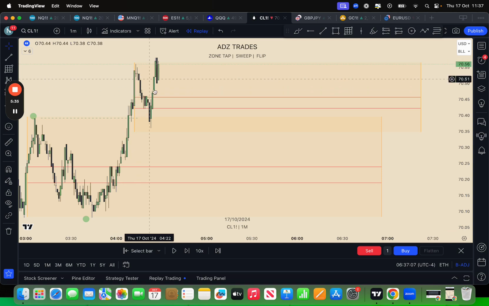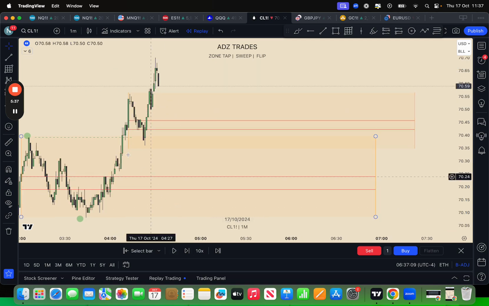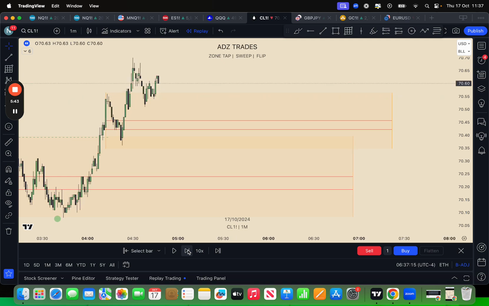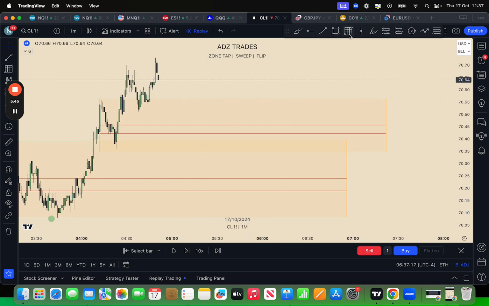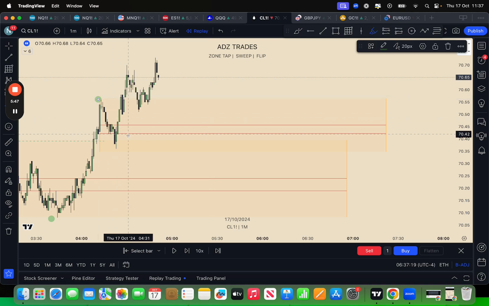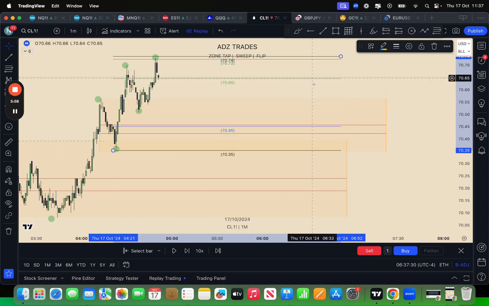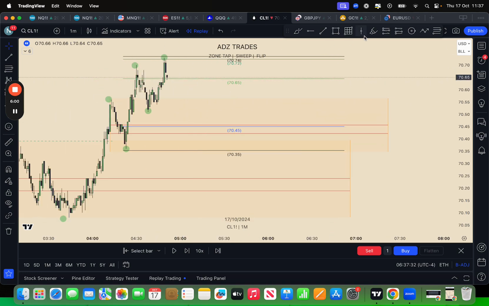So now we have another possible zone here. Okay, 1, 2, 3, 4, 5. We'll see if we get a better tap. Okay, we do. So we have now a 1, 2, 3, 4, 5. Right? If we set the fib entry. Okay, this is my entry.